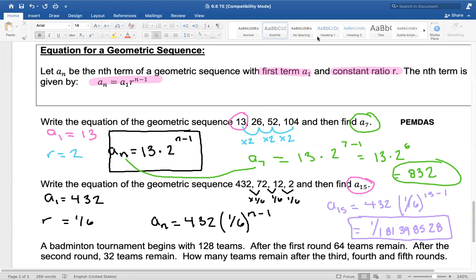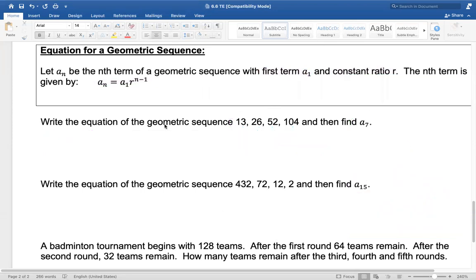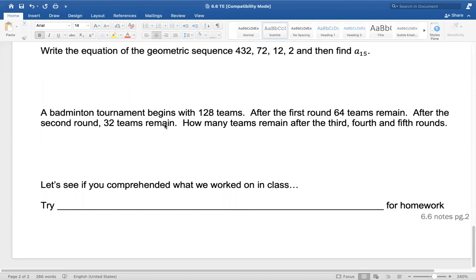Okay, moving on to the last question. A badminton tournament begins with 128 teams. After the first round, there are 64 teams. After the second round, 32, and so on and so forth. How many teams remain after the third and fourth rounds? Here in this problem, what is our A1? Think about that. Think about what is A1 and what the constant ratio is going to be.